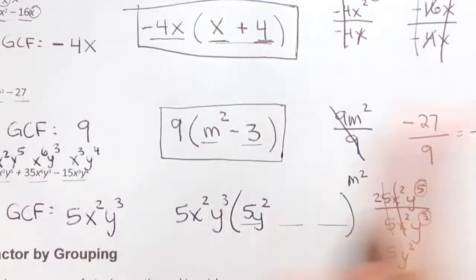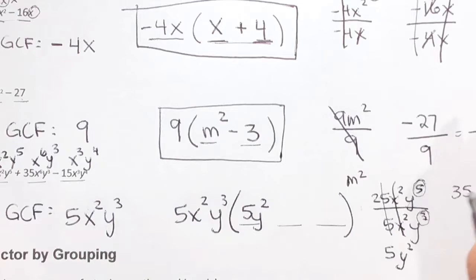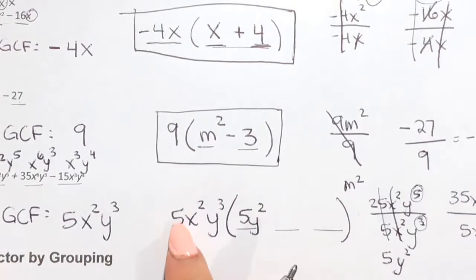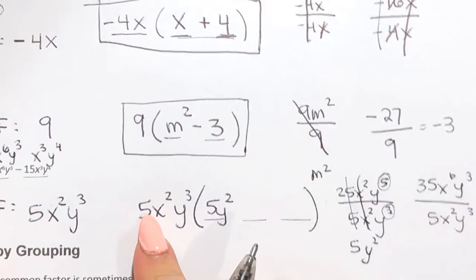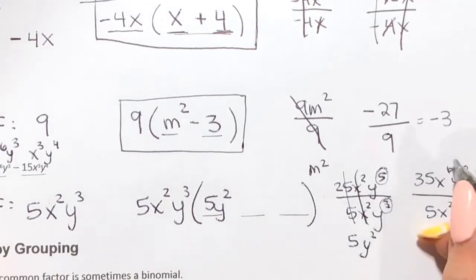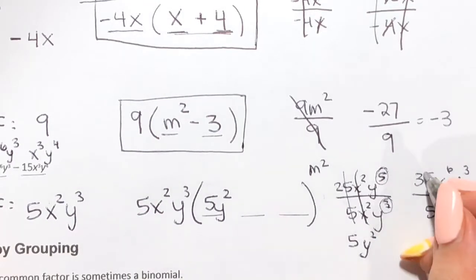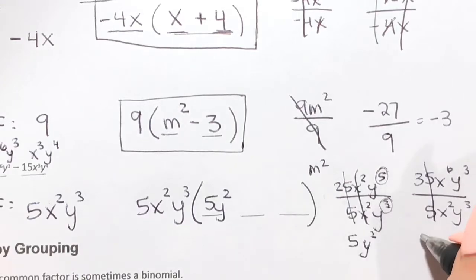Now let's do the second term. We have 35x to the 6th y cubed, and we're dividing it by 5x squared y to the 3rd, just that greatest common factor again. So again, I just do the numbers, then the x's, then the y's. So 35, if I divide it by 5, is 7. X to the 6th divided by x squared. Remember, we're going to subtract those exponents. So 6 subtract 2 is 4.